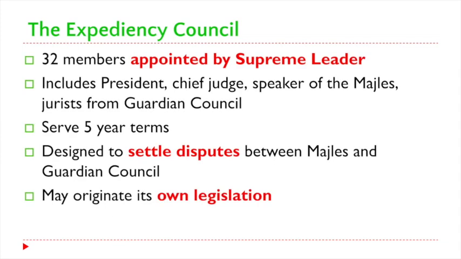Last thing I'd mention, there is an expediency council. It doesn't come up a lot from the AP. It does have a lot of folks appointed by the Supreme Leader, and their whole goal is to settle disputes between the Legislature, the Majles, and the Guardian Council. They try to speed things up. They're the expediency council. That's their goal.